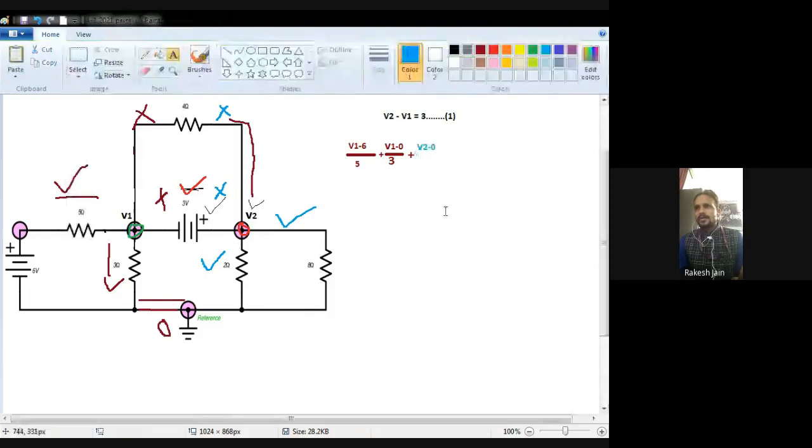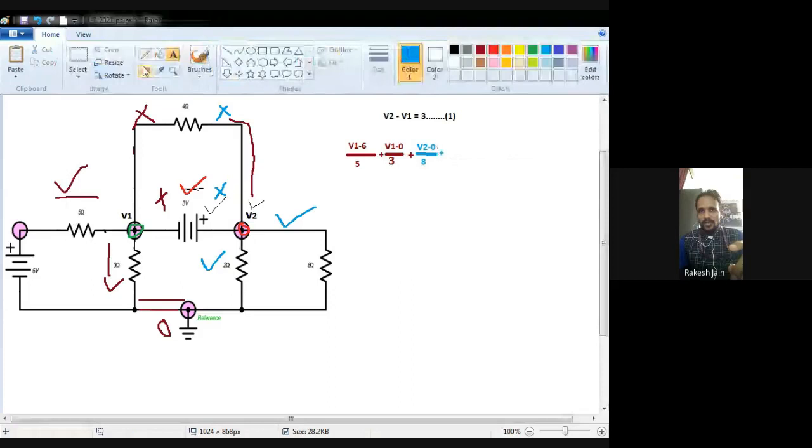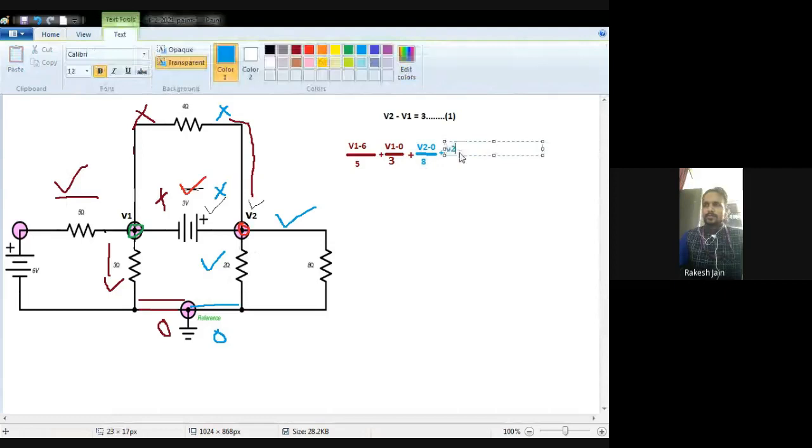V2 minus 0 divided by the value of the resistance, and the value of the resistance here is 8. Then plus, where is the remaining branch? The next branch is the 2 ohm resistance. Where is the other point of the 2 ohm resistance connected? It is connected with the reference node, and we know that the reference node voltage is always 0. So V2 minus 0 divided by 2.